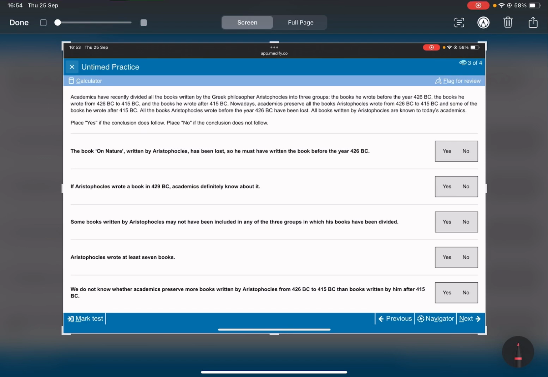Okay. Nowadays, academics preserve all the books Aristophanes wrote from 426 to 415, and some of the books he wrote after 415. All the books he wrote before year 426 have been lost.